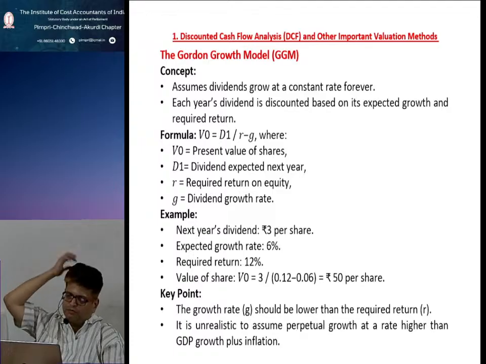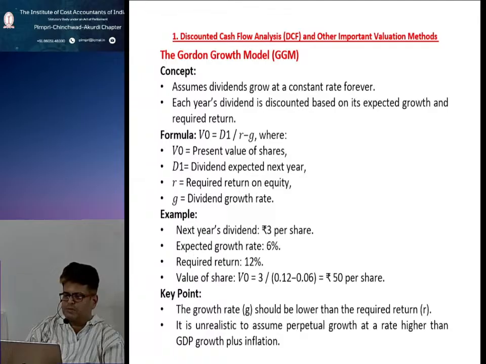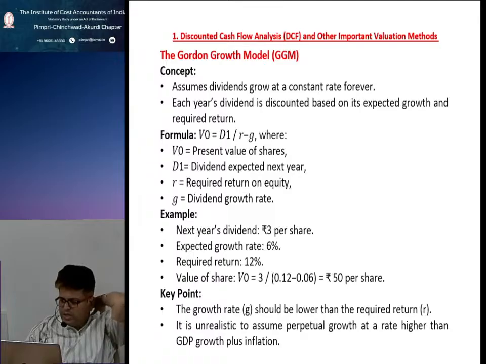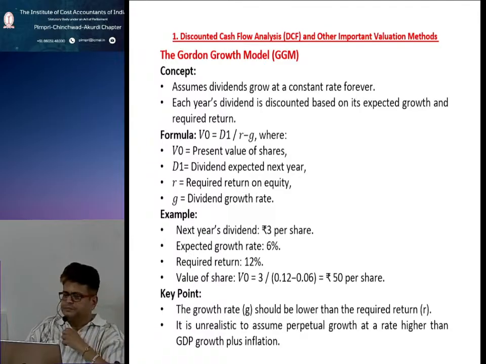For example, next year's dividend is ₹3 per share. Expected growth rate is 6%, and the required return is 12%. Then the value of shares V0 is equal to 3 divided by 0.12 minus 0.06, which is equal to ₹50 per share. The key point over here is the growth rate G should be lower than the required return rate. So that's the key aspect in the Gordon growth model. And the second point is that it is unrealistic to assume perpetual growth at a rate higher than GDP growth plus inflation.